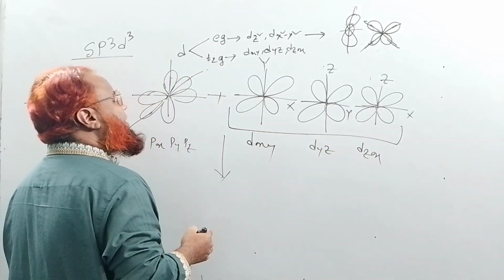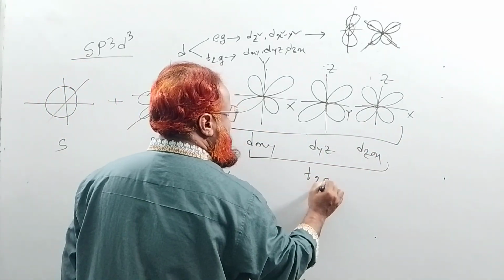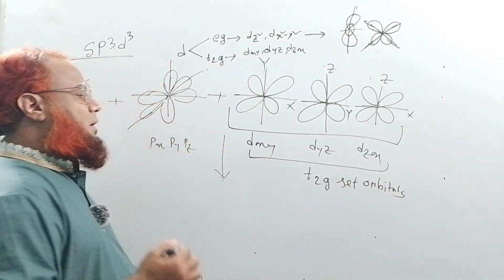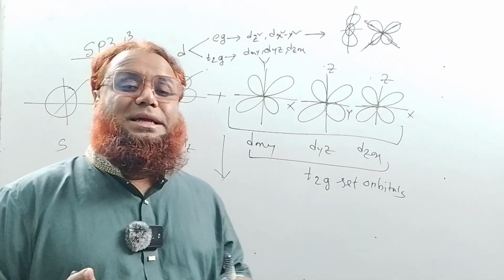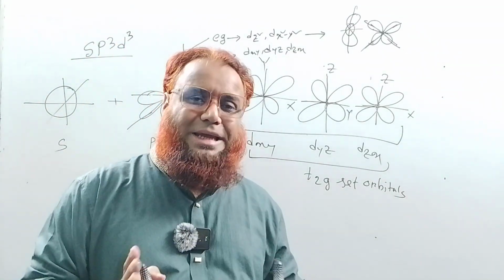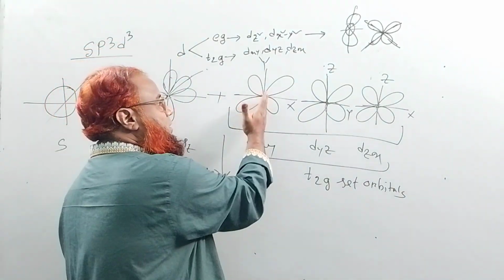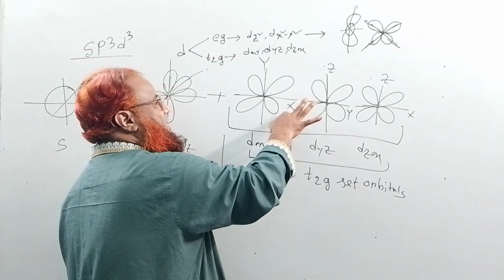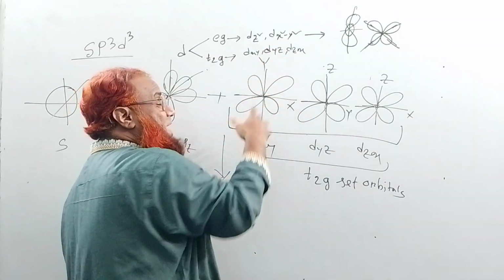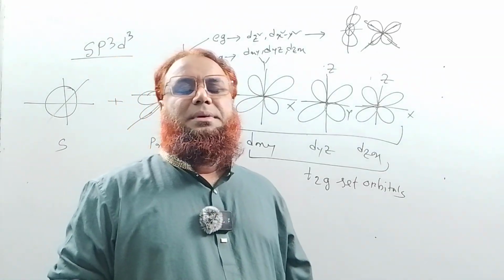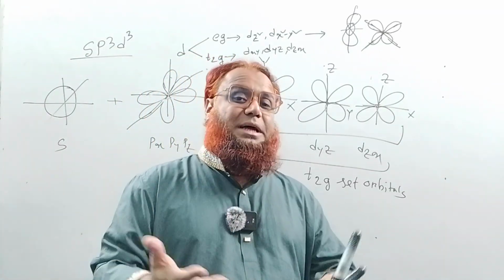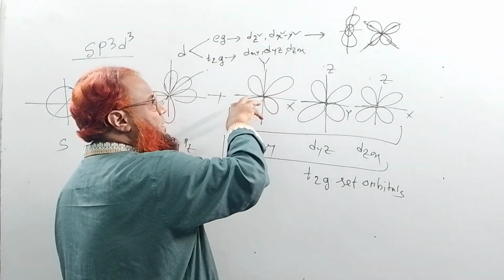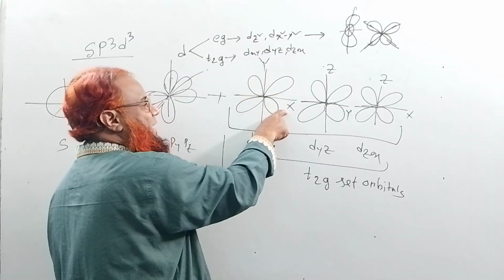But these are the T2G set orbitals. Look at here, my dear student, the lobes of these orbitals are always present in between the axes. Again, I am telling you, not through the axis, not along the axis, in between the axes. That means between x and y axes, there are two lobes, a double dumbbell shape. We know that the basic diagram of a d orbital is a double dumbbell, that means two dumbbells.